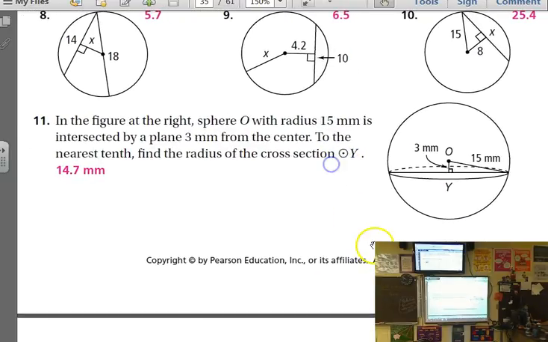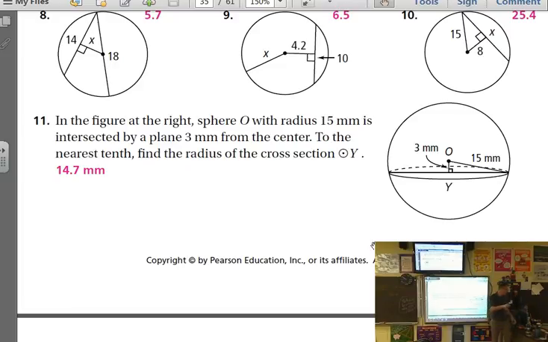11. This one is just kind of hard to visualize because it's trying to represent 3D on a two-dimensional surface. So this says in the figure, the sphere O has a radius of 15. And since it's a sphere, that radius could be pointed in any direction. It could be coming off the page at you, or going back into the page. So then it's intersected by a plane 3 millimeters from the center.